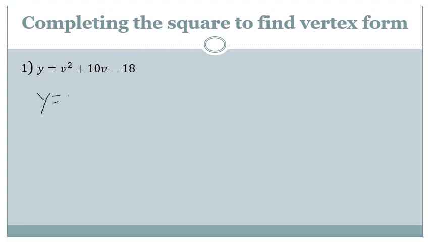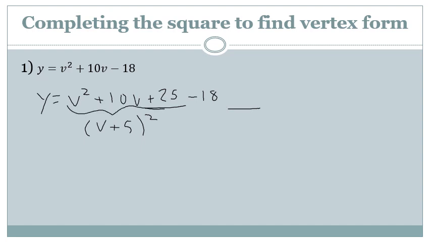What you're going to do is make a space. Write the first two terms, and then make a space on either side of the last term. If you ignore the minus 18 for now and just look at the two terms, we want to find the third term that makes this a perfect square. 10 divided by 2 is 5, and if you square 5, that's 25. So what we've just made is a perfect square, v plus 5 squared.